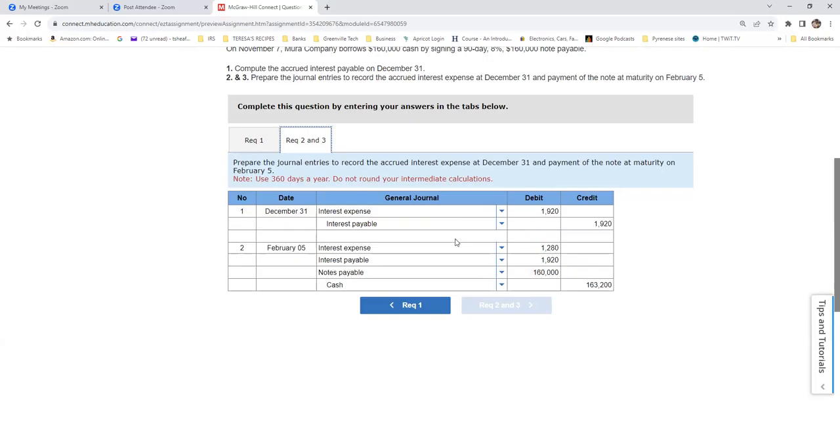5th. So when we go to pay off the note, we have to first put the interest expense for next year of 1,280. Then we put the interest payable that we recorded in the year we took out the note, which is 1,920. We're going to put the note payable itself of 160,000. These are all going to be debit. And finally, we're going to credit cash for the total amount of interest plus the total of the note, 163,200.